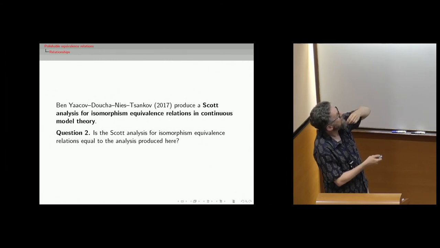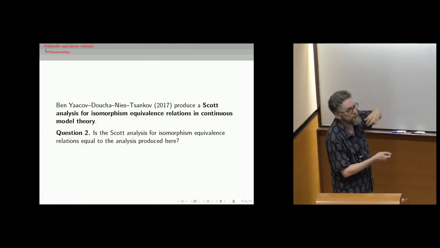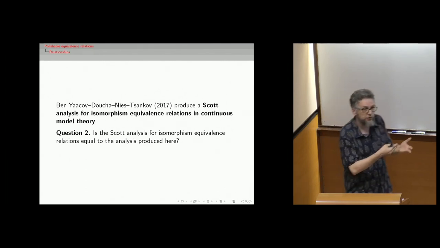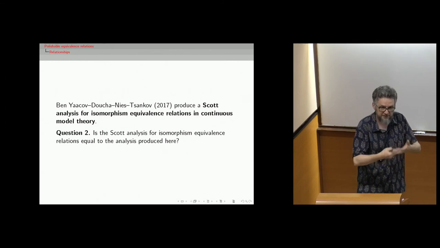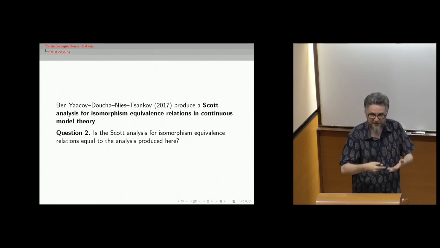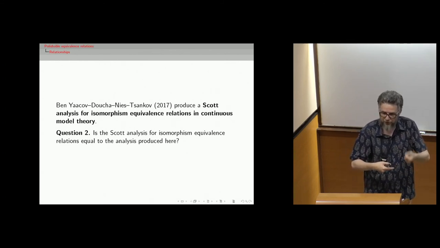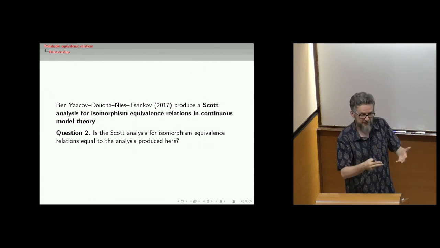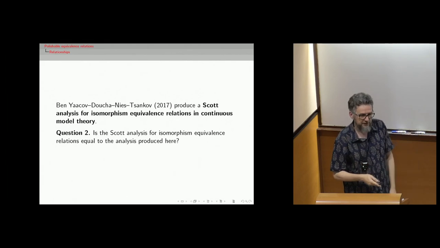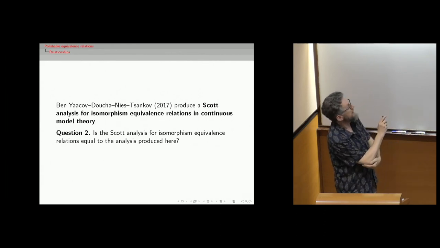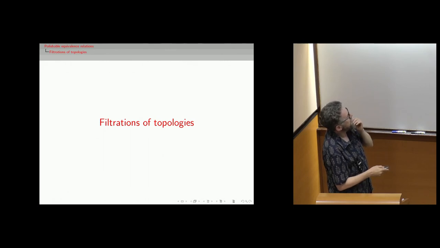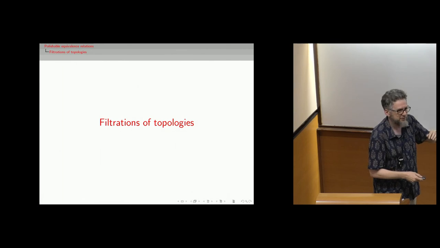The Scott analysis for isomorphism equivalence relations in continuous model theory is due to Ben Yaacov, Doucha, Nies, and Tsankov. Of course, it's formulated in terms of Scott sentences and so forth, but one can extract from it uniformities and the subgroup. So, and approximation equivalence relations, one should be getting the same thing. But again, this needs to be checked. I'm almost positive that this will be true. So let me, last 3 minutes, I think I have 3 minutes, I go an hour.